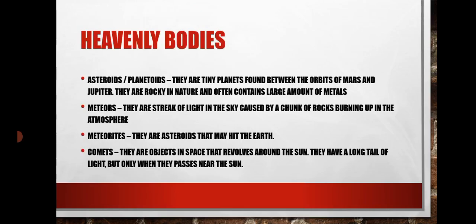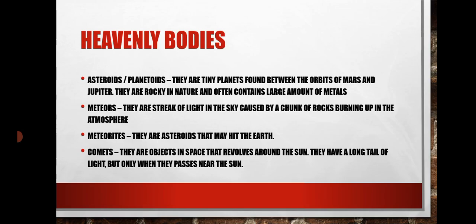Let's go to heavenly bodies. We did mention 4 heavenly bodies. I don't know if it still rings in your mind. The first one is what we call asteroids, or planetoids. These are tiny planets found between the orbits of Mars and Jupiter. They are rocky in nature and often contain large amounts of metals.